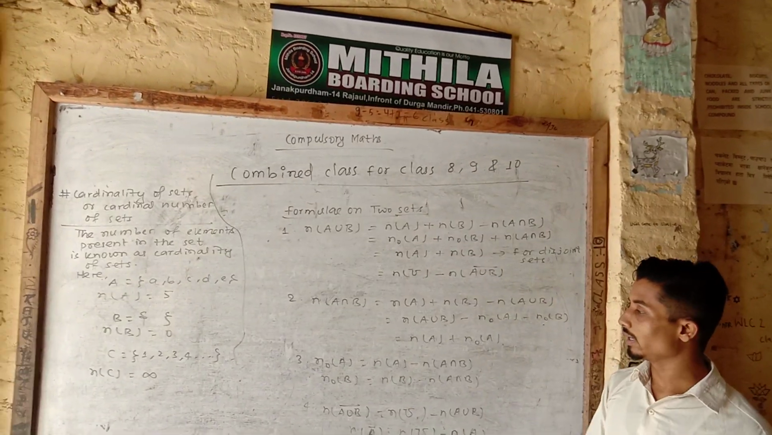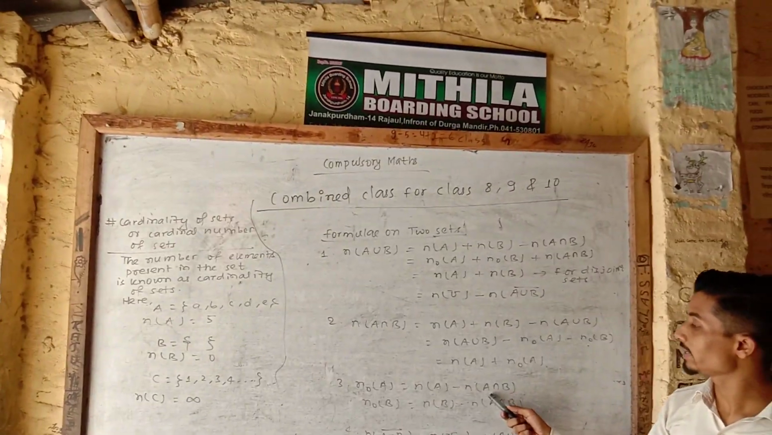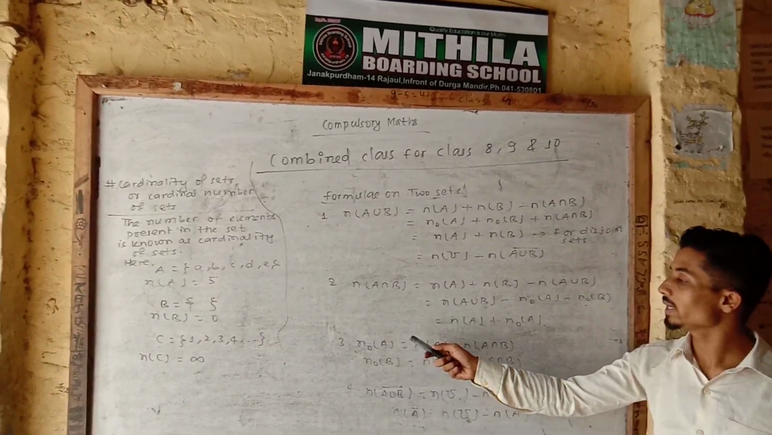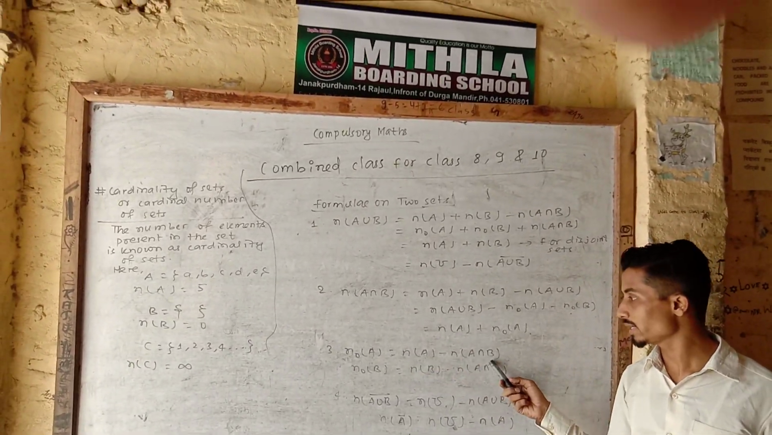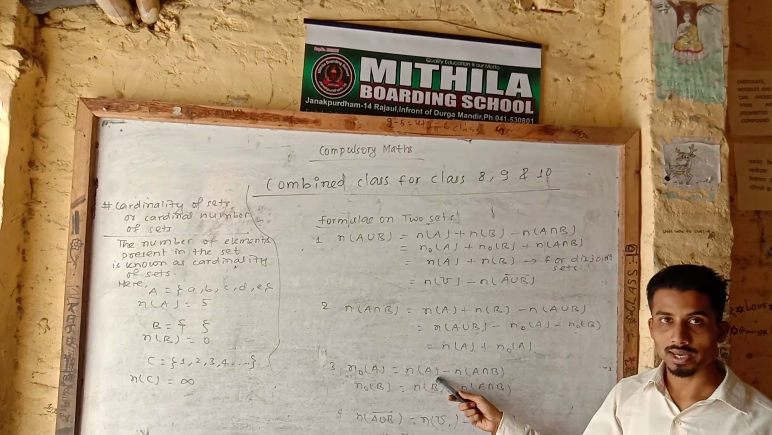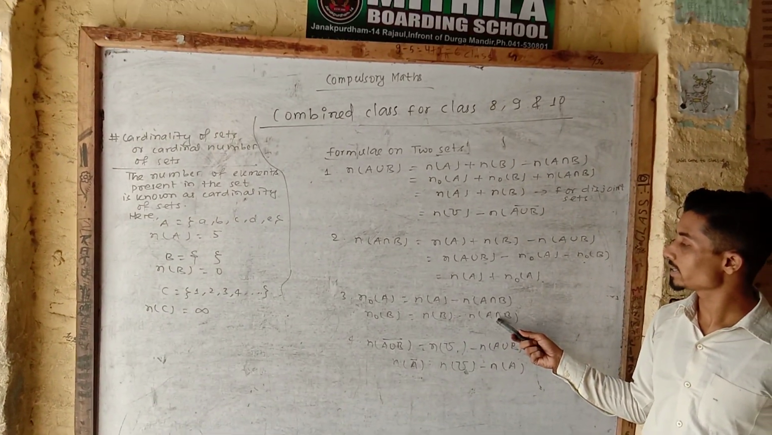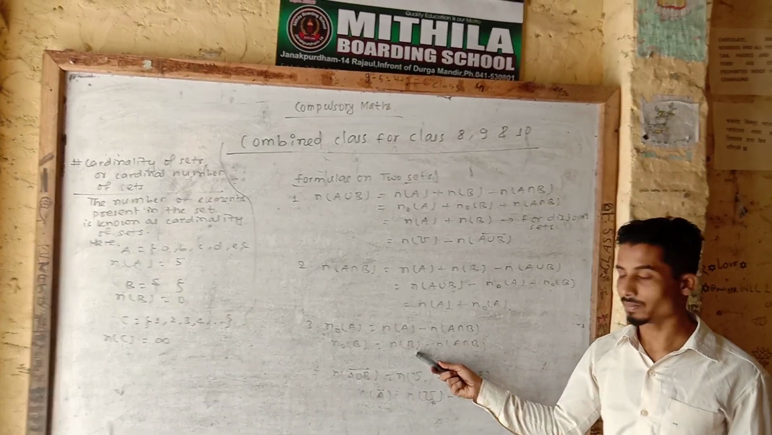To find the only sets, we have to subtract the intersection part. Like for example, N only A. For finding N only A, we will subtract N(A intersection B) from set A. To find only B, we will subtract A intersection B from set B.